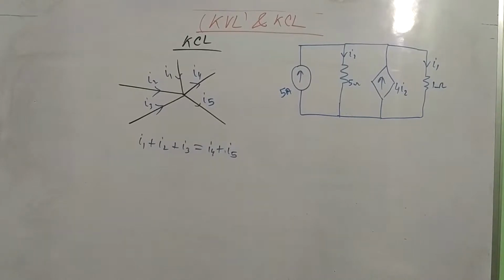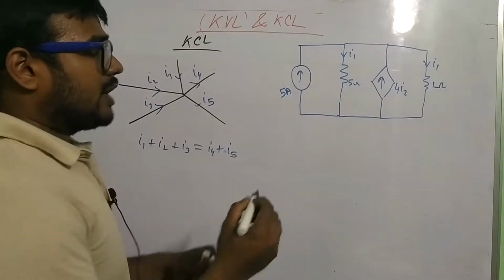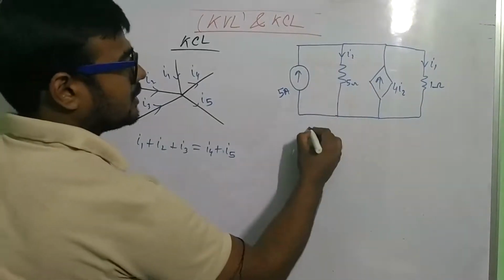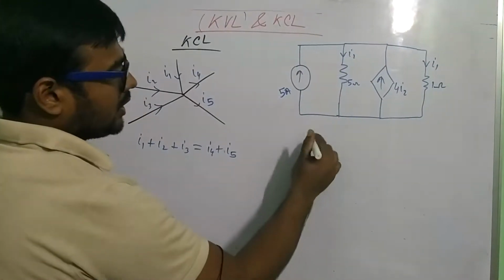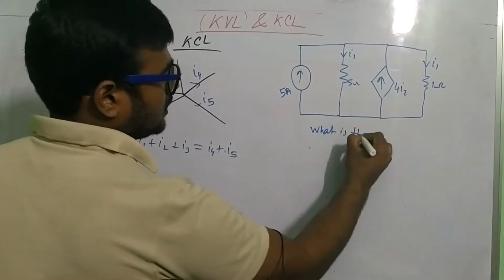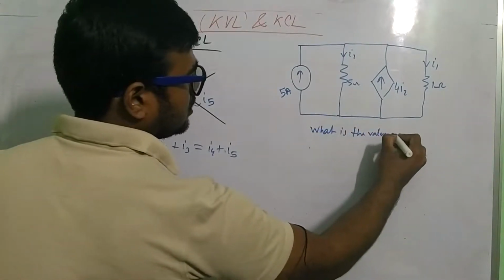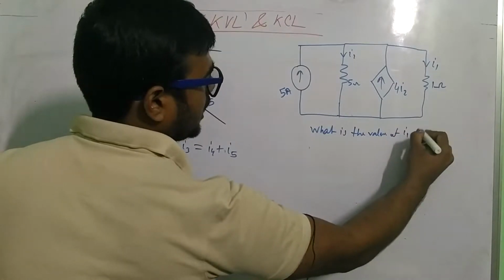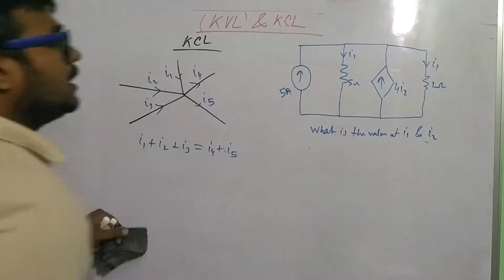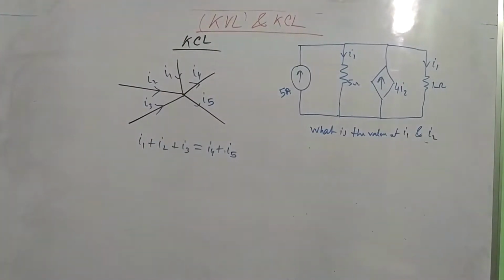So students, this is our next problem. At first you write down the question. The question is: what is the value of I1 and I2? This type of problem is solved through KCL.